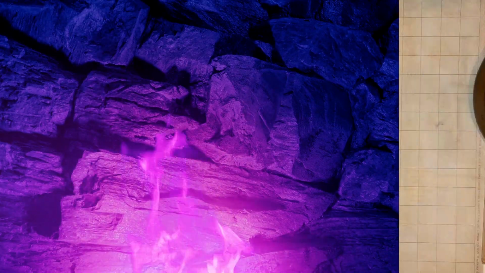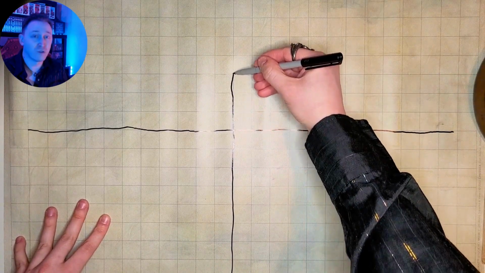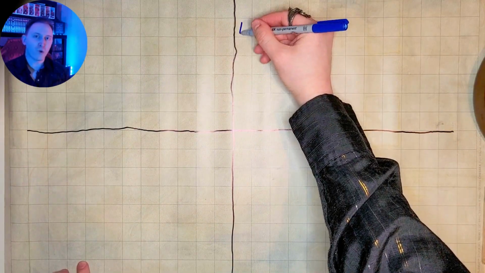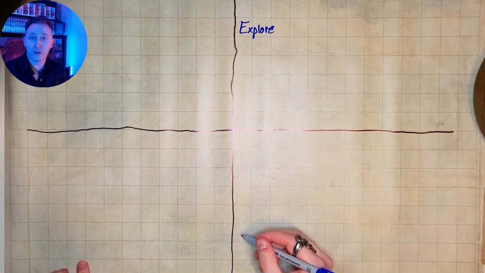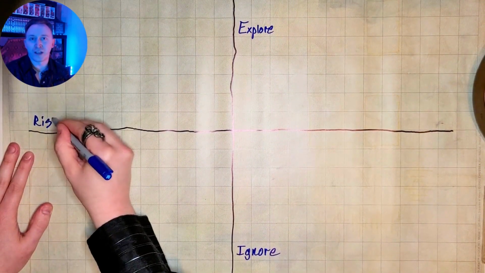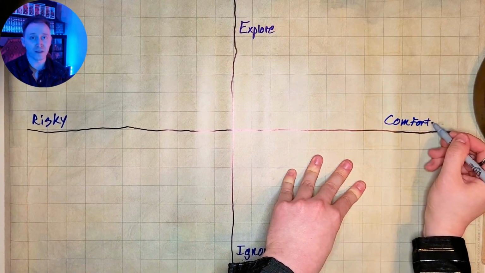And to show you what the palette grid is all about, we're going to get a little more practical and head to the game table. We're just going to draw a couple lines. Not exactly the straightest lines, but who says we need to be straight? Now, our top quadrants are going to be things we want to explore, down low is going to be things we want to ignore. The left is going to represent risky things in our game, and the right is going to represent comfortable things in our game.